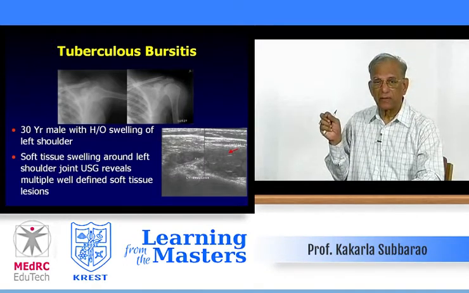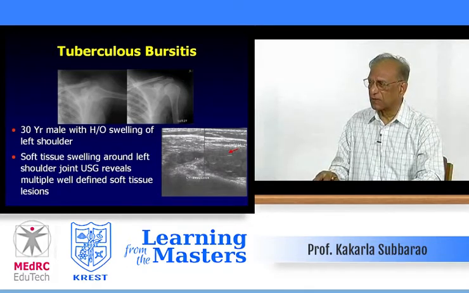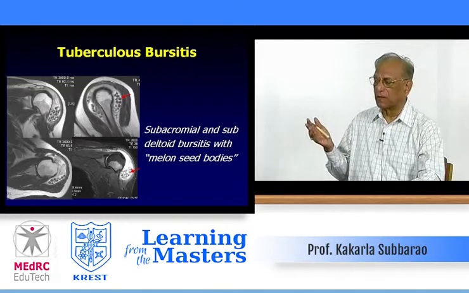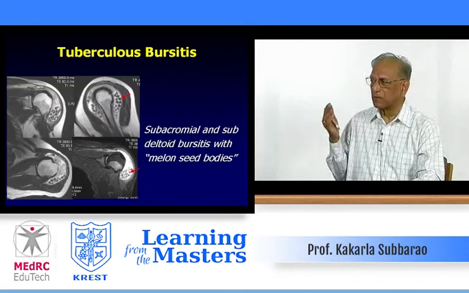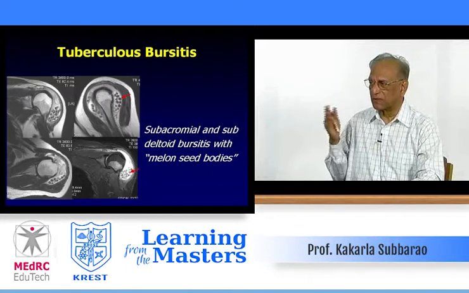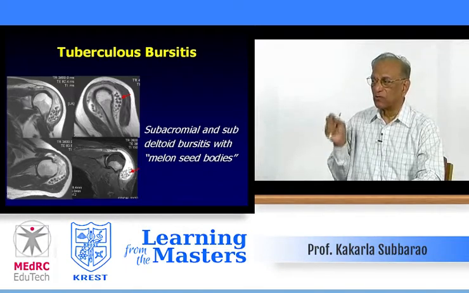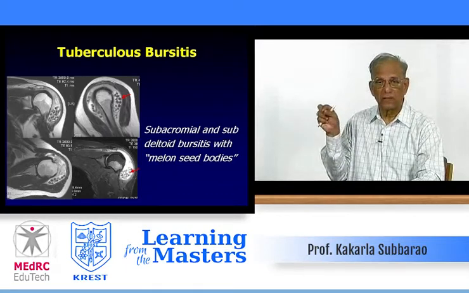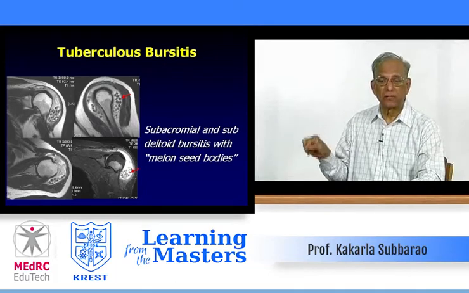These are hyperechoic. It's not just abscess, it's not just synovitis, but hyperechoic lesions. And lo and behold, if you take an MRI, it nicely shows subacromial and subdeltoid bursitis because of the synovial thickening with so-called melon seed bodies, which the pathologist described, and today we are seeing these melon seed bodies on MRI. Those are the echoic lesions that you found in ultrasonography.